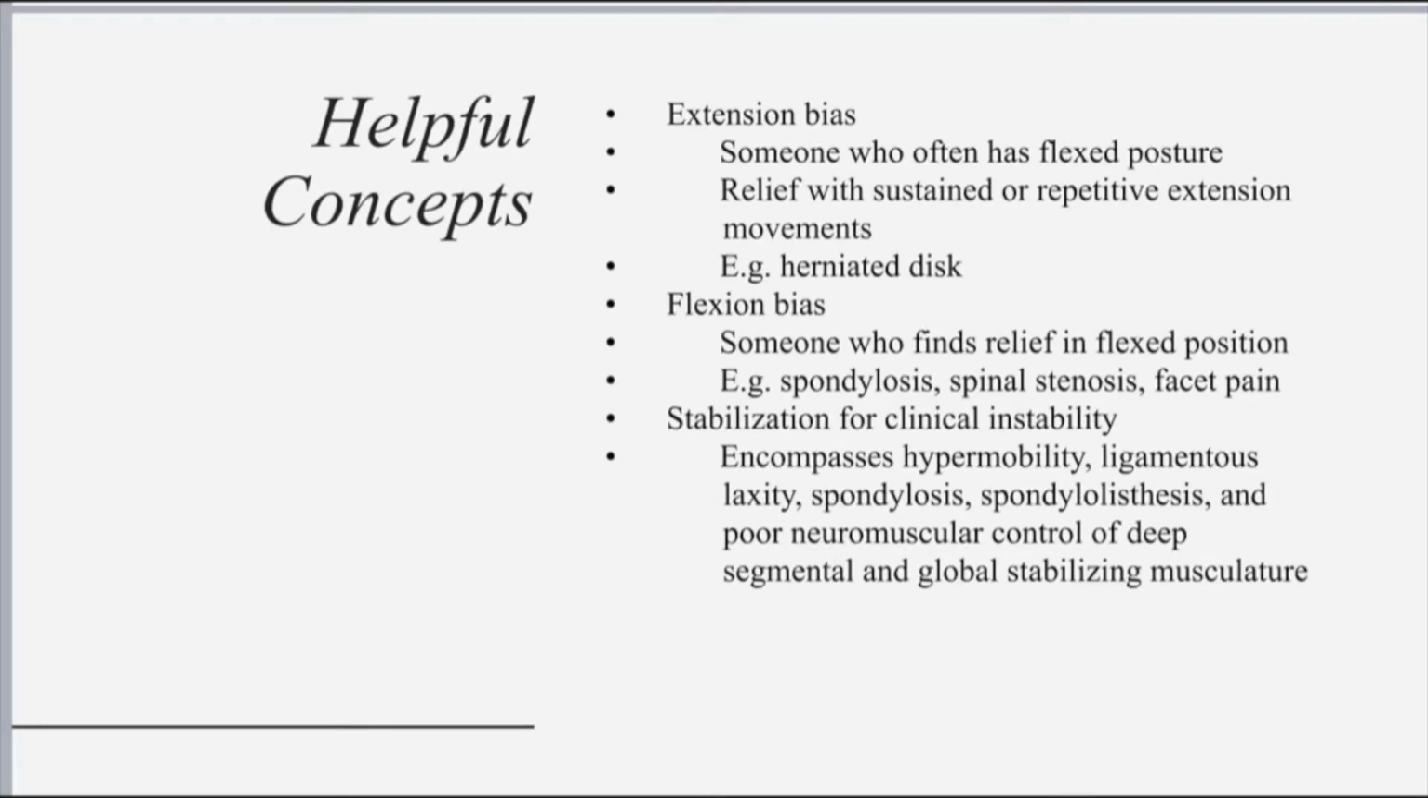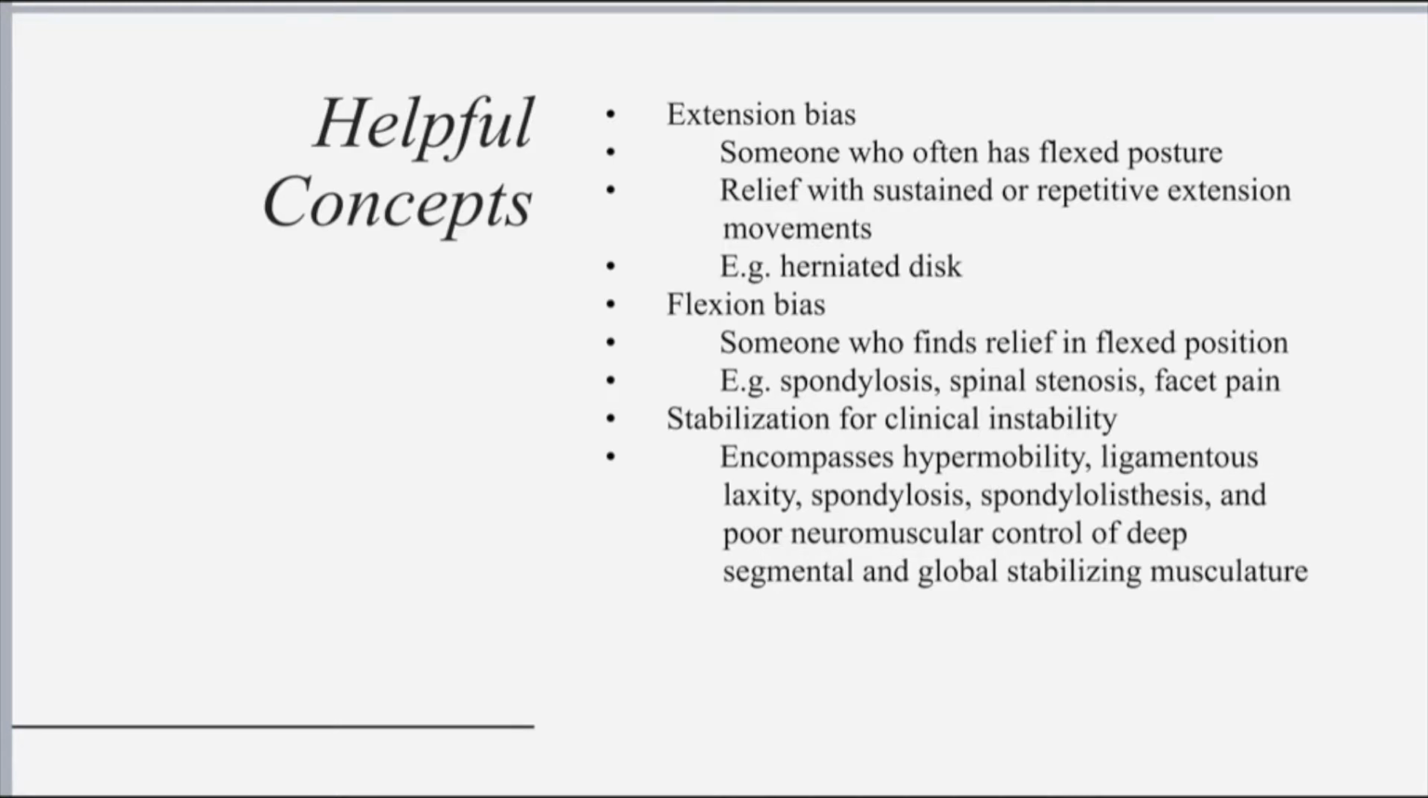As we have learned, directional motion may be useful in certain patient populations. Extension bias may be useful for individuals who often have a flexed posture and who experience relief with sustained or repetitive extension movements, such as herniated discs. Flexion bias may be useful for individuals who find symptom relief in flexed positions, such as in spondylosis, spinal stenosis, extension load injury, or facet pain.